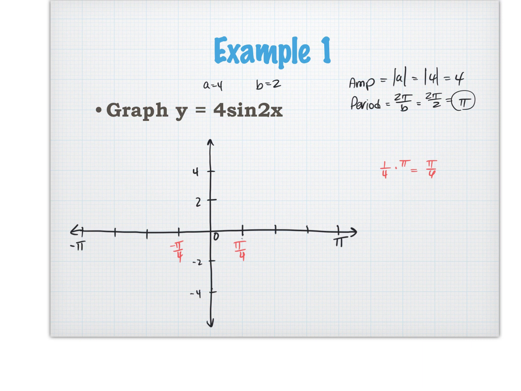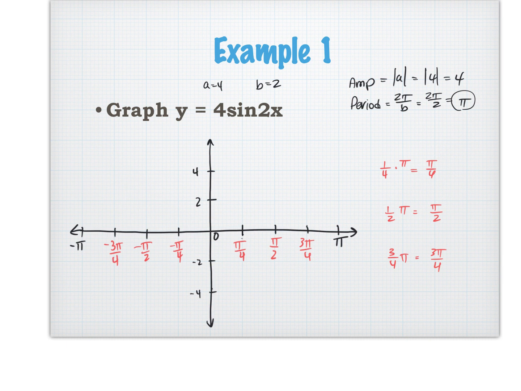The next one I'm going to do would be half of pi, which is pi over 2 radians. So this is pi over 2, and this is negative pi over 2. And the third one is going to be 3/4 times the period, which is 3 pi over 4. So this is 3 pi over 4, and this is negative 3 pi over 4.